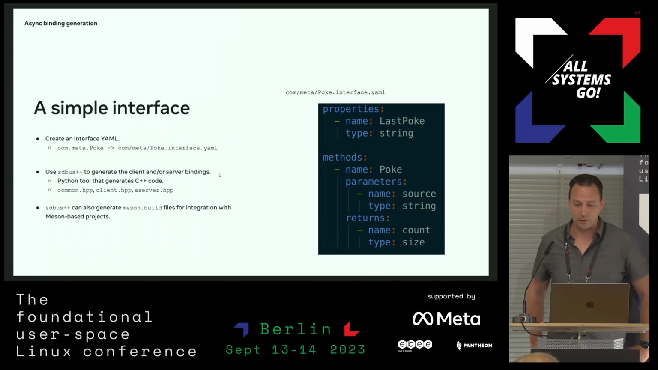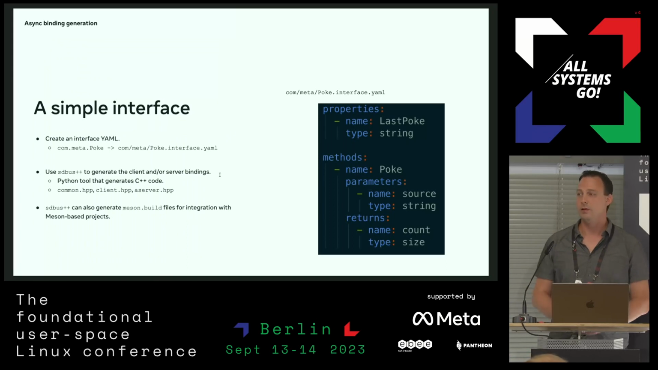So we can define this YAML in com/meta/poke.interface, and then in the sdbusplus library, there's a Python script that you can run which will generate the server and client bindings from that YAML. It will generate a common header file, a client header file, and what's currently called a server header, because there was already a server for the synchronous ones. So this is asynchronous. It can also generate Meson snippets for you to hook this all into your repository if you're using Meson.